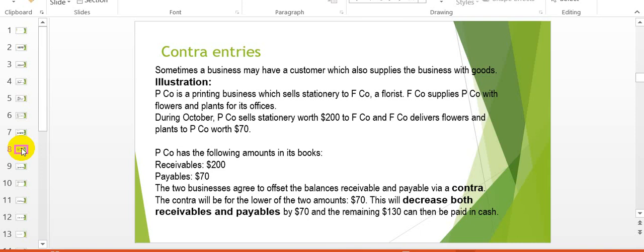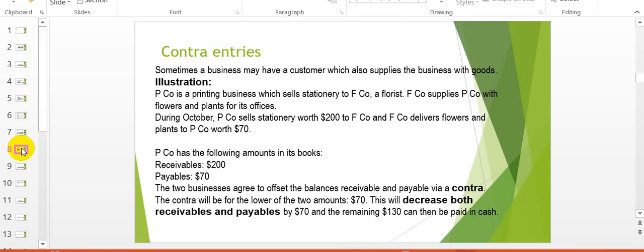During October, Pico sells stationery worth $200 to FCO, and FCO delivers flowers to Pico worth $70. Pico has the following amounts in their books. So Pico is going to indicate a receivable of $200, but they'll also be owing $70, which will be shown in their payable accounts.